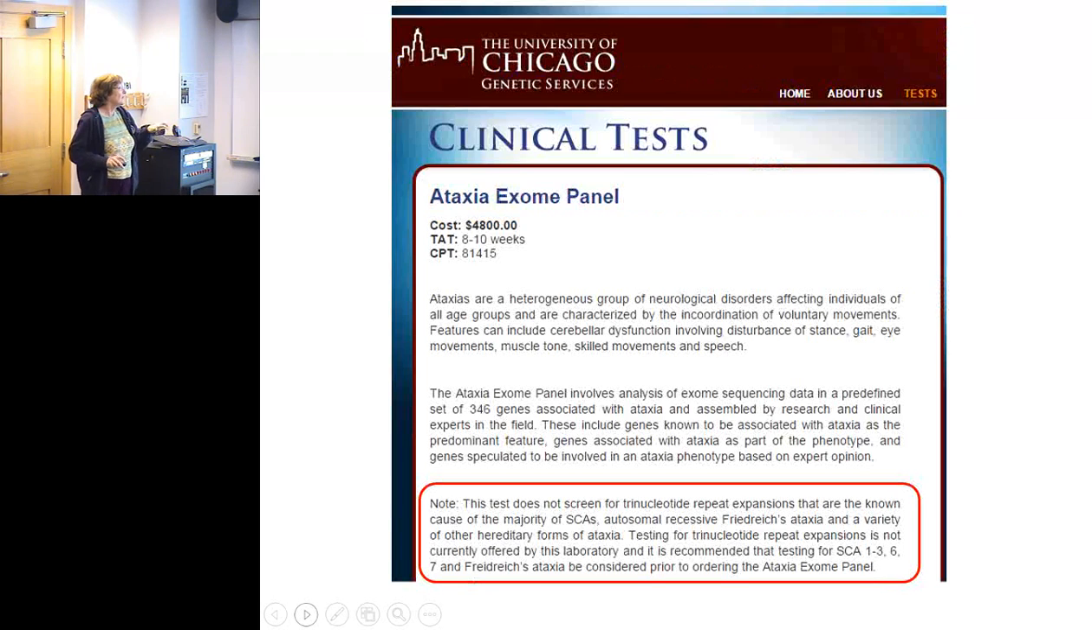So when we made this, we made it clear that there are some diseases that have ataxia as a component that can be confused with it.